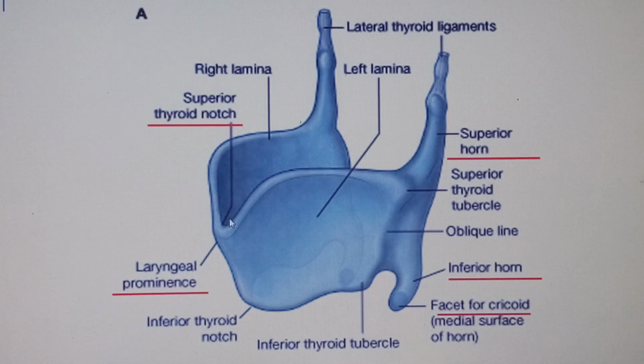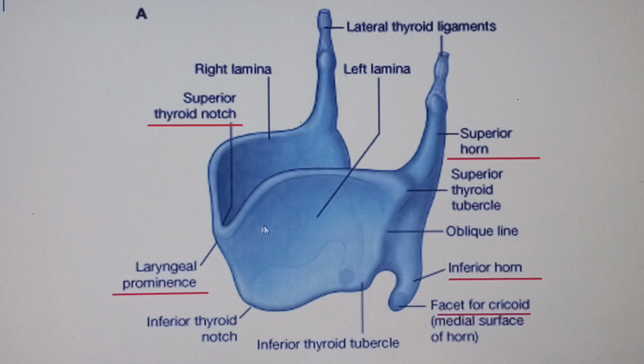In males it is approximately 90 degrees, and that is why we tend to see that prominence very visible in males. That is what we call the laryngeal prominence, otherwise commonly known as the Adam's apple. In females it's not quite as sharp because the angle is around 120 degrees, which is why we don't tend to see it so much. So that's one thing I want you to know.